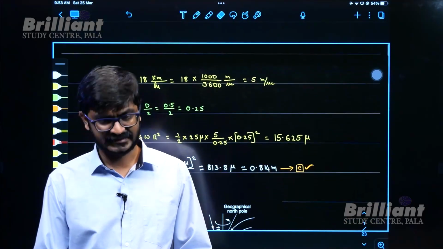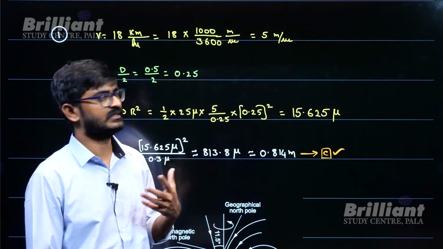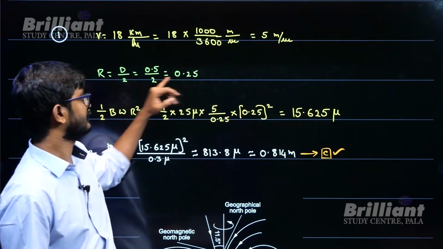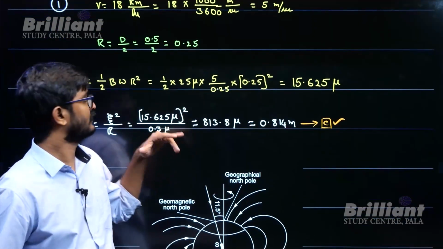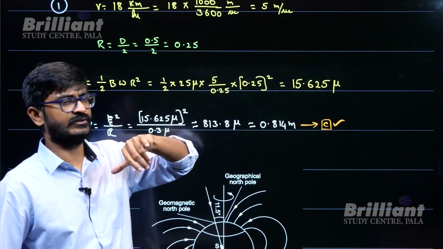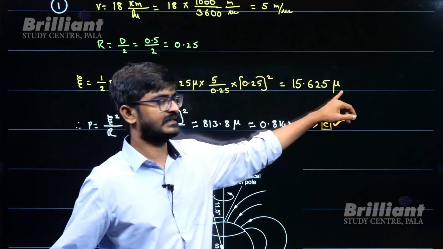First of all, I think you can clearly see it has something to do with EMF. So I am converting velocity into SI units, and the radius is 0.25. Now when the wheel is rotating, the EMF induced between the midpoint and the circumference is half B omega r square. When you substitute, you will get this as the value.